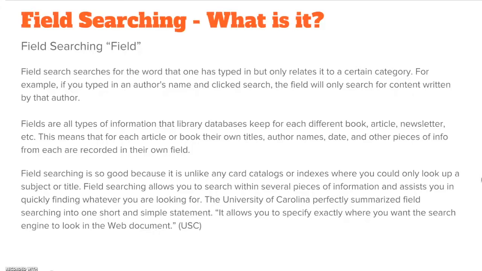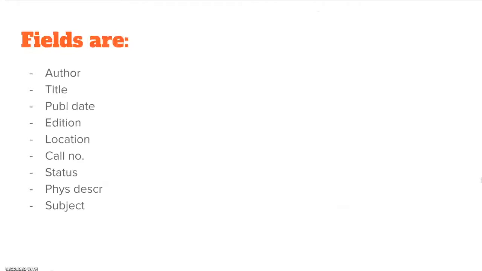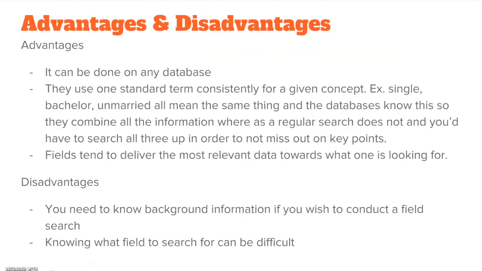The University of Carolina perfectly summarized field searching into one short and simple statement. It allows you to specify exactly where you want the search engine to look in the web document. Some of the different types of fields you should know are author, title, publication date, edition, location, call number, status, physical description, subject. Advantages and disadvantages, here are a few of them.